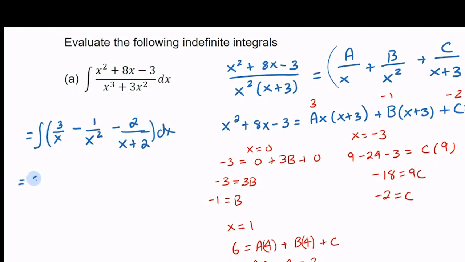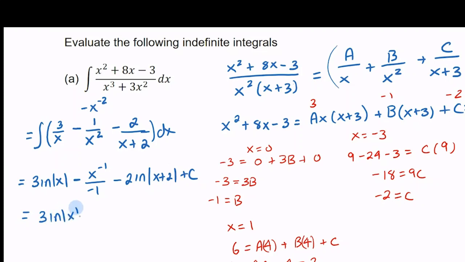The integral of 3 over x would simply be 3 ln absolute value of x. -1 over x squared is the same thing as -x to the -2. So the negative remains, x to the -2 would become x to the -1 divided by -1, minus 2 here is a constant, and then this part here, 1 over x plus 2, is ln absolute value of x plus 2, plus c. So overall, our answer is 3 ln absolute value of x plus x to the -1, which is the same thing as 1 over x. The negatives are going to cancel out. Minus 2 ln absolute value of x plus 2, plus c, that is our overall answer.